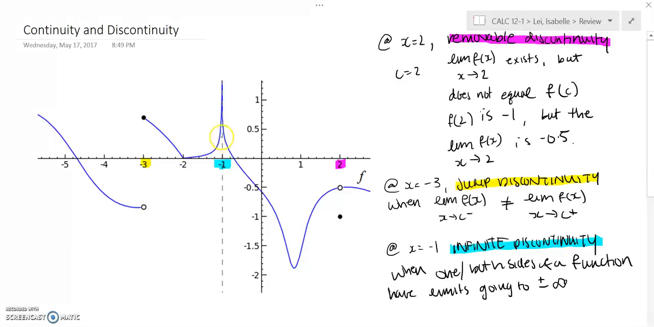And if, say, one side did stop at some point on -1, but the other side still went to infinity, that means it is still discontinuous with infinite discontinuity. And so now that we've reviewed the three types of discontinuities, we can move on to some practice questions.